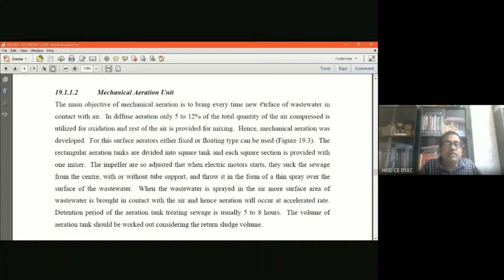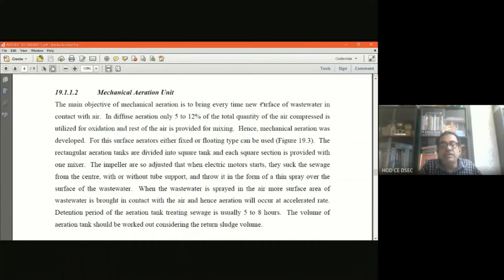Now coming to the mechanical aeration system. The main objective of the mechanical aeration system is to bring a new surface of wastewater into contact with air every time. In diffused aeration, we have seen that only 5 to 12% of the total quantity of compressed air is utilized for oxidation, and the rest is for mixing. So mechanical aeration was developed, where surface aerators, either fixed or floating type, can be used.